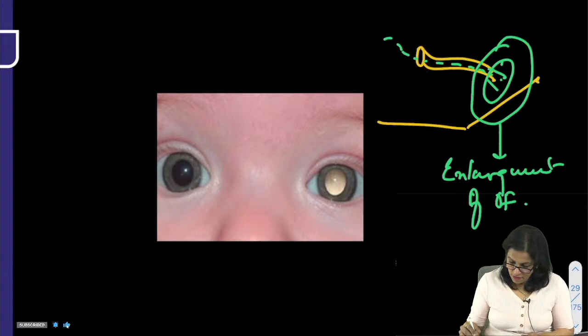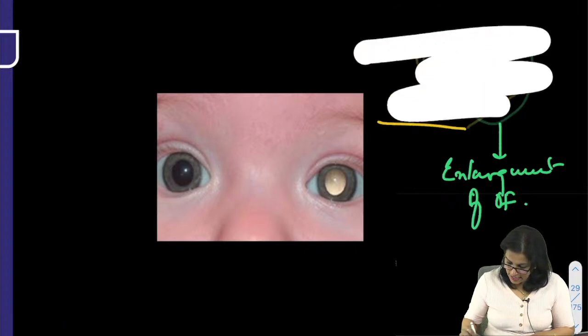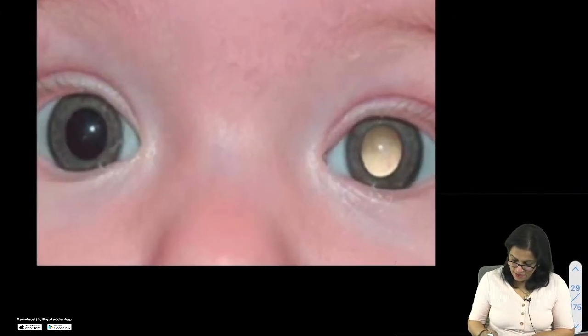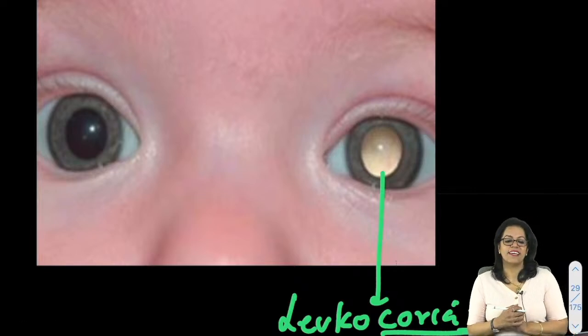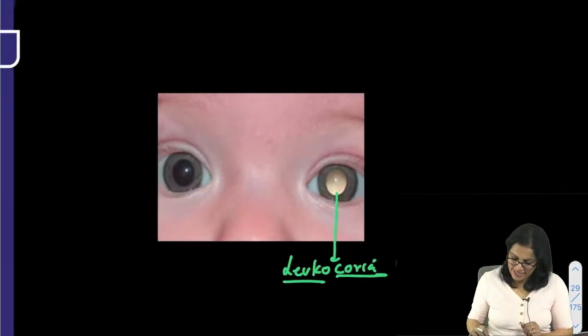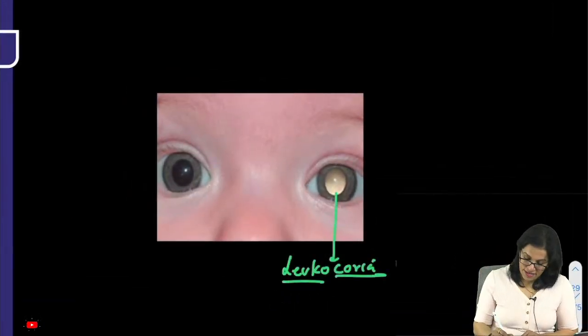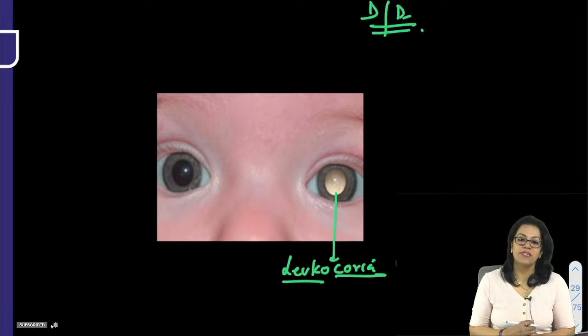Yes, you all have already answered this, so I am rubbing out this diagram now. What we are looking at is the white eye reflex. White is leuco, and chorea means pupil. So we are looking at the white pupil or white eye reflex. Right. I have a question for you all. The differential diagnosis of leukocoria, you all should know.